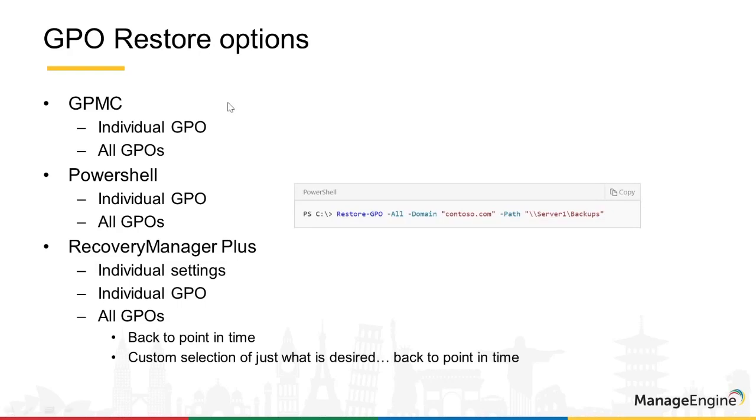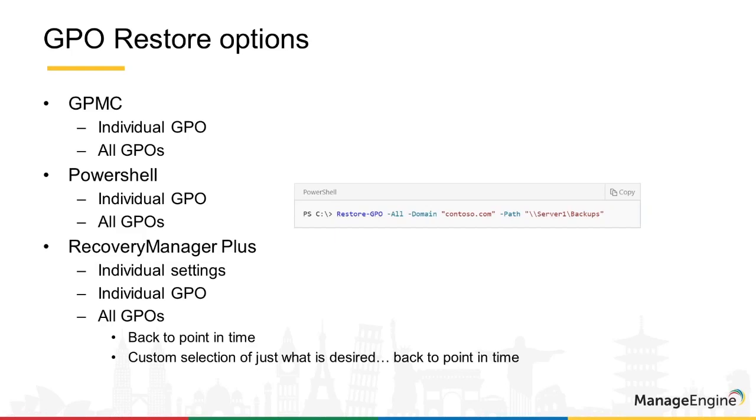Now, what I want to do is talk about this in the restore, and then I want to show you. Okay, with restoring, I can restore an individual GPO, or I can restore all GPOs. With PowerShell, I can restore an individual GPO or all GPOs. I cannot restore individual settings with Microsoft tools. Let me say that again. I cannot restore individual settings with Microsoft tools. I also cannot restore to a point in time with Microsoft tools.